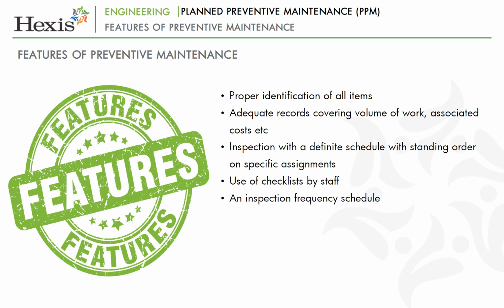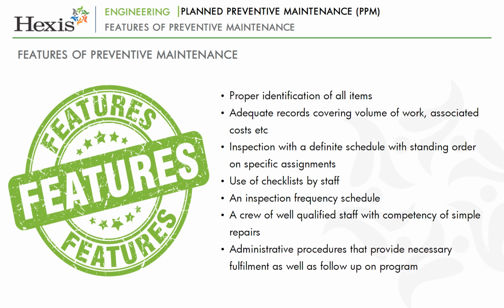An inspection frequency schedule. Time-based preventive maintenance is based on a fixed execution frequency of activities that generates a calendar schedule. A time-based maintenance plan for an asset is based on a library with maintenance activities and their preset frequency of execution for that asset. These frequencies can be based on warranties, supplier instructions, legislation, or experience. A crew of well-qualified staff with competency of simple repairs, as and when small trouble is noticed. Administrative procedures which provide necessary fulfillment as well as follow-up on the program.